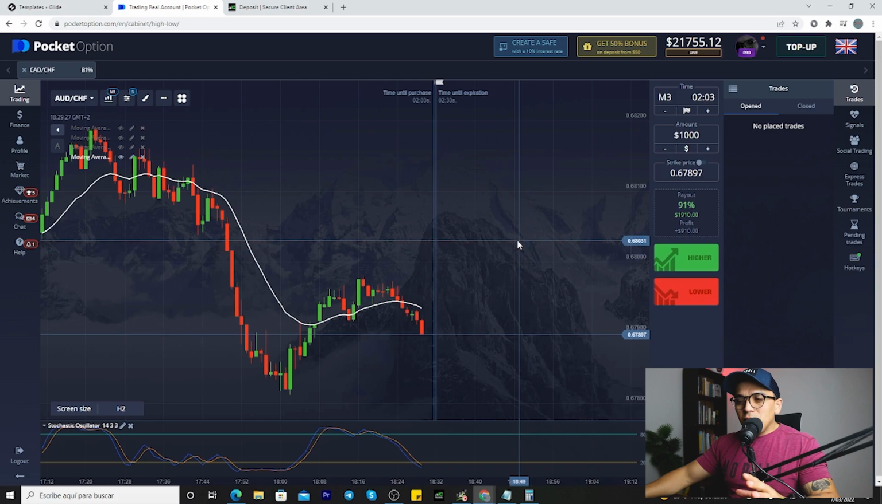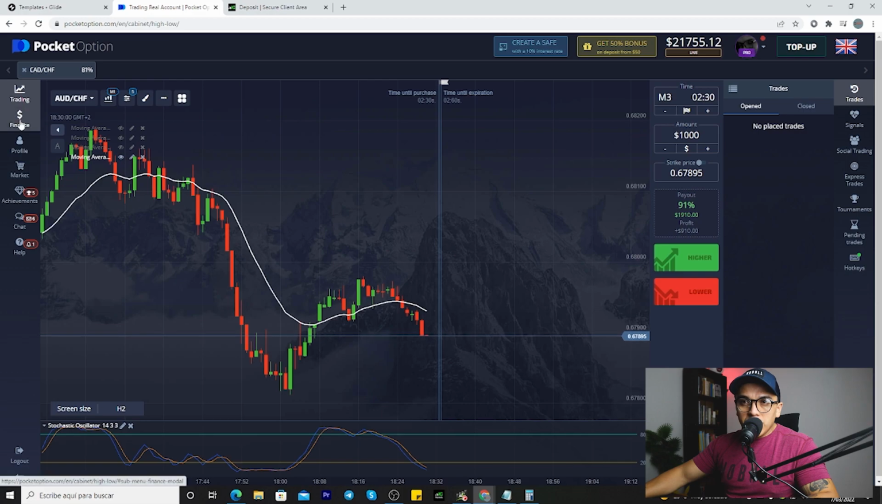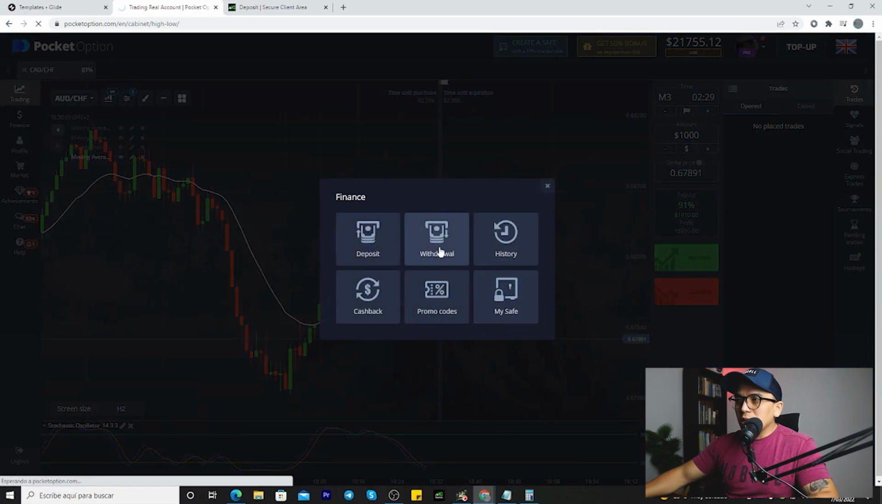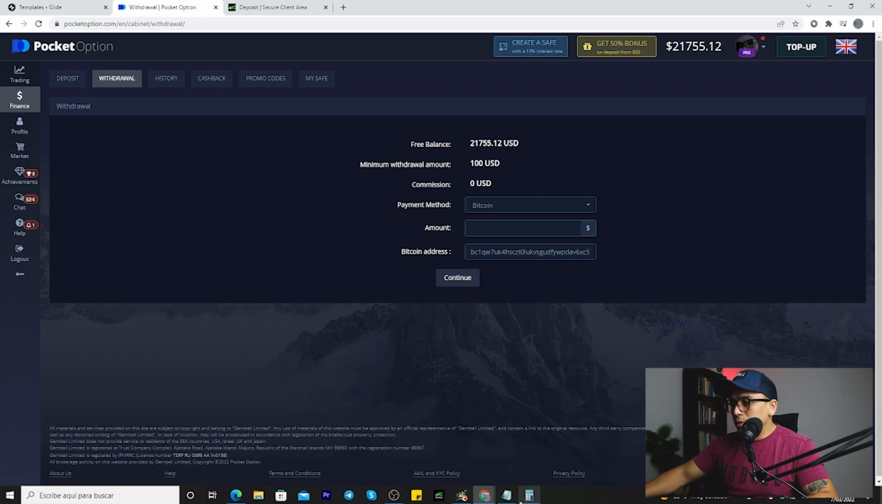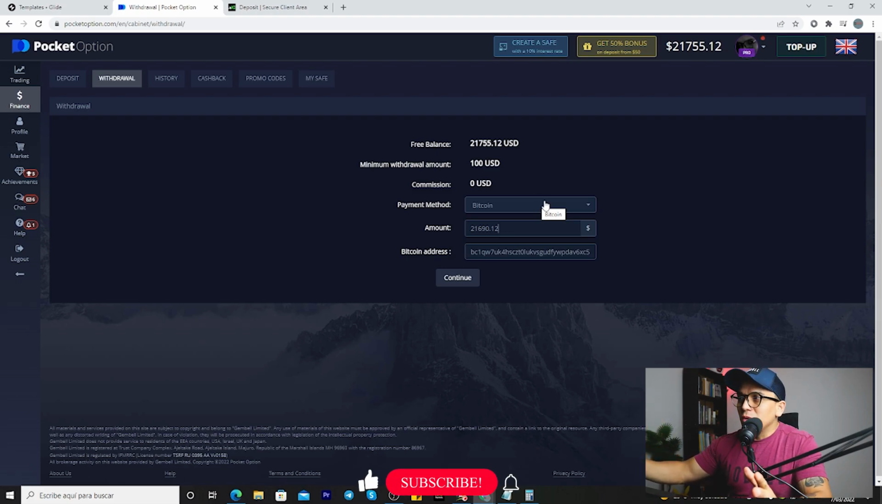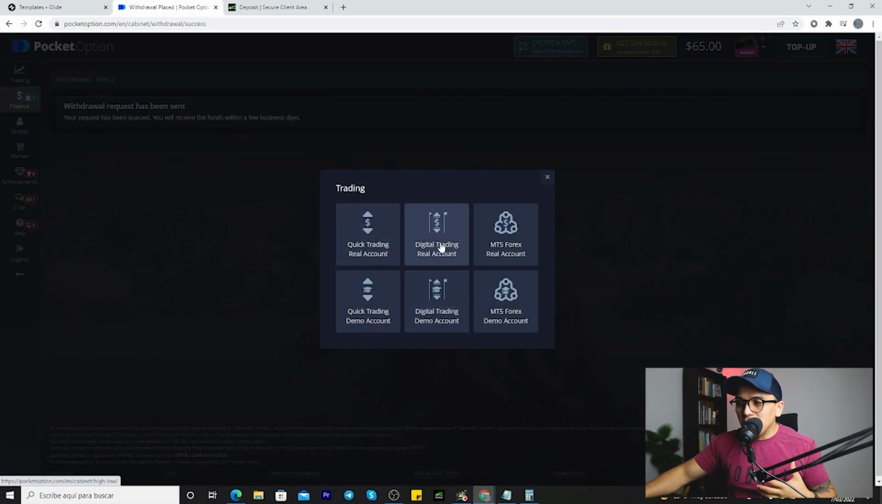So the first thing we need to do is request my withdrawal. Let's go to Finance and request my withdrawal in Bitcoin. I have an amount here before going home. The process is only to select my payout method. In this case, with this broker I always use Bitcoin. I put my address and send the withdrawal request for this broker for binary options. So I send the request.